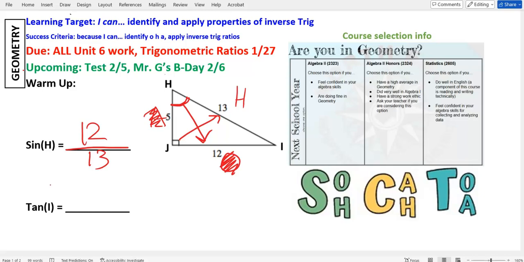So now starting from angle I, my O is now here. My A is now here. And with my new labeling, tan is TOA, O over A, so it's going to be 5 over 12. Now, that's it for the warm up.